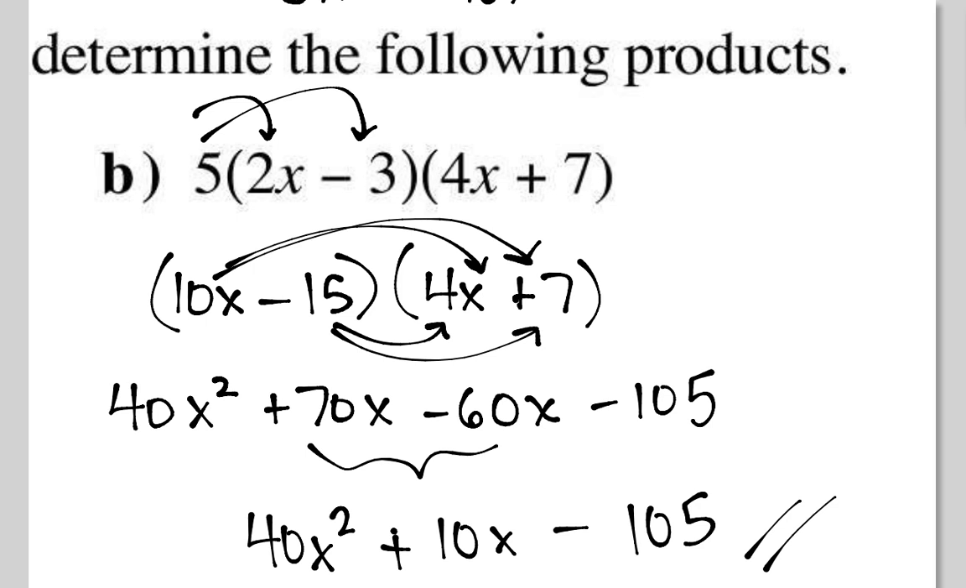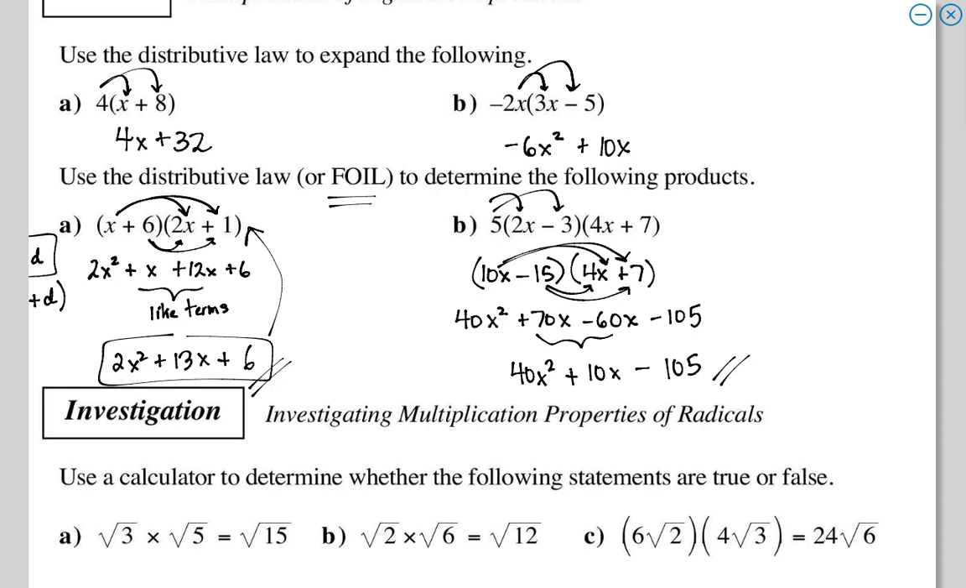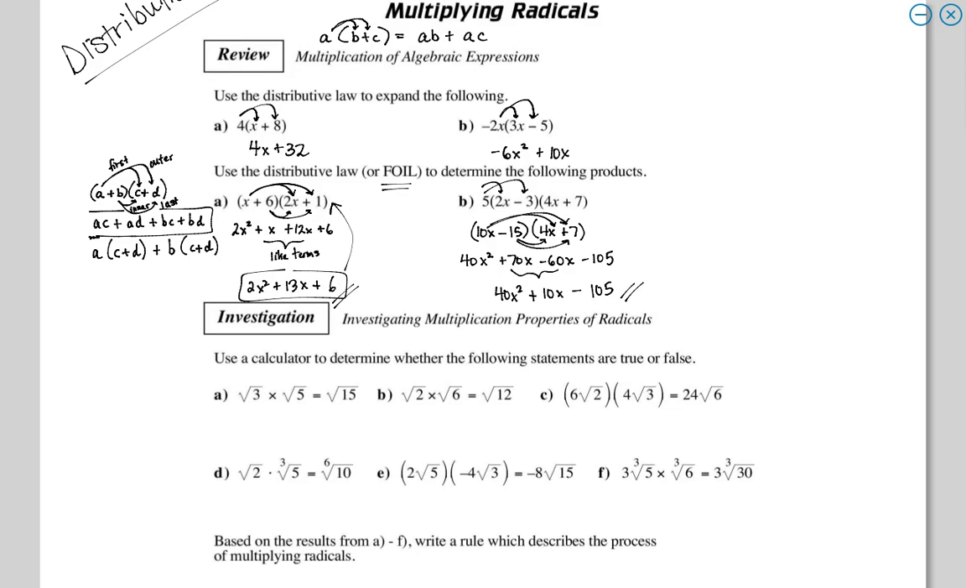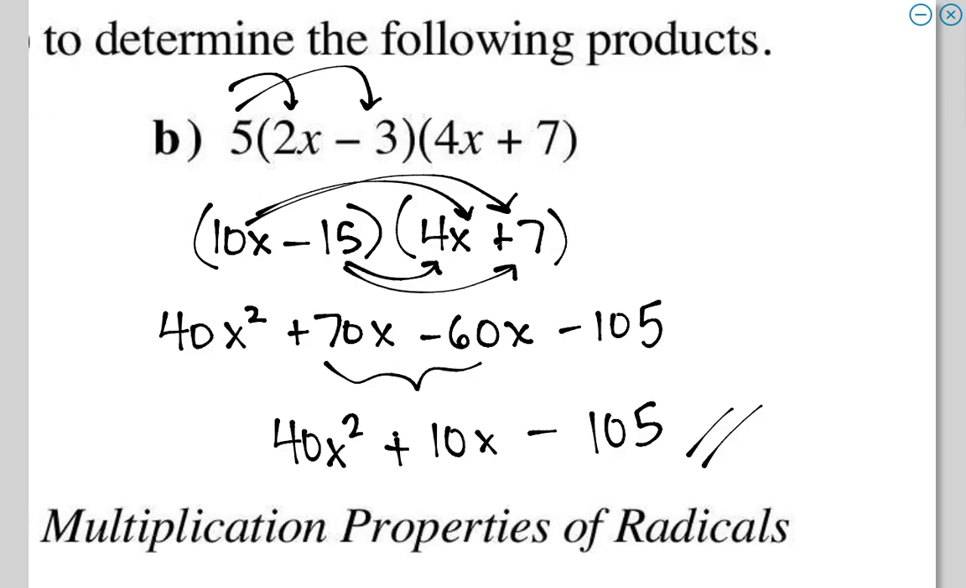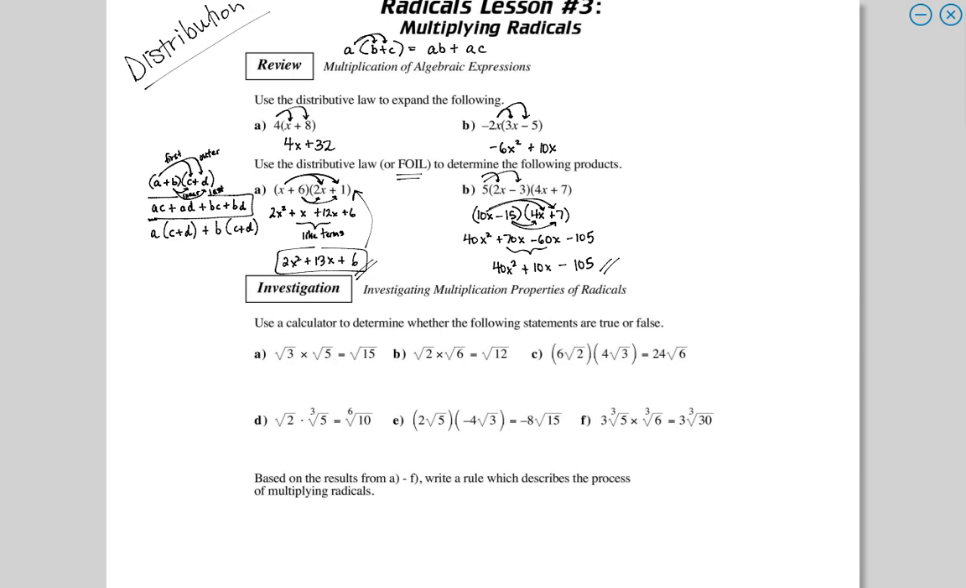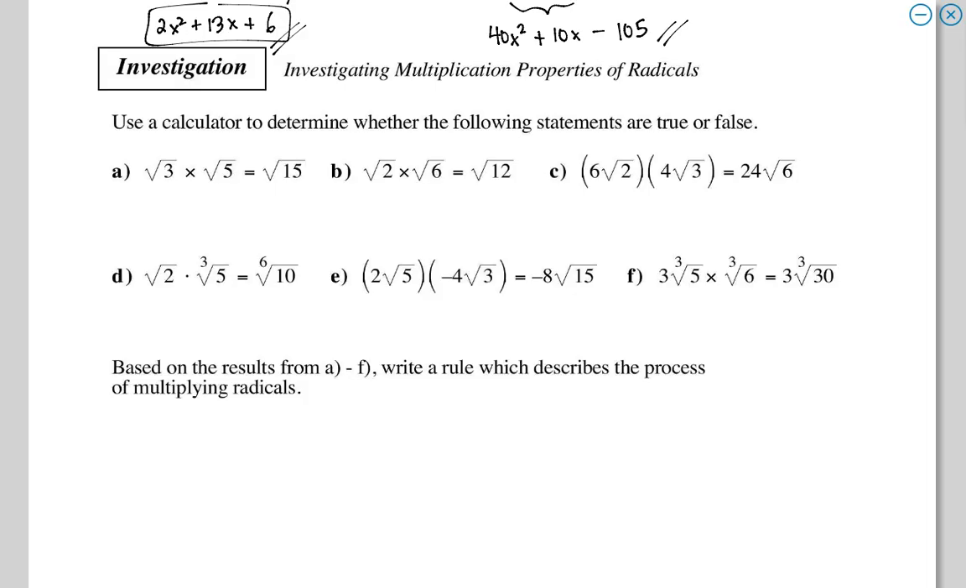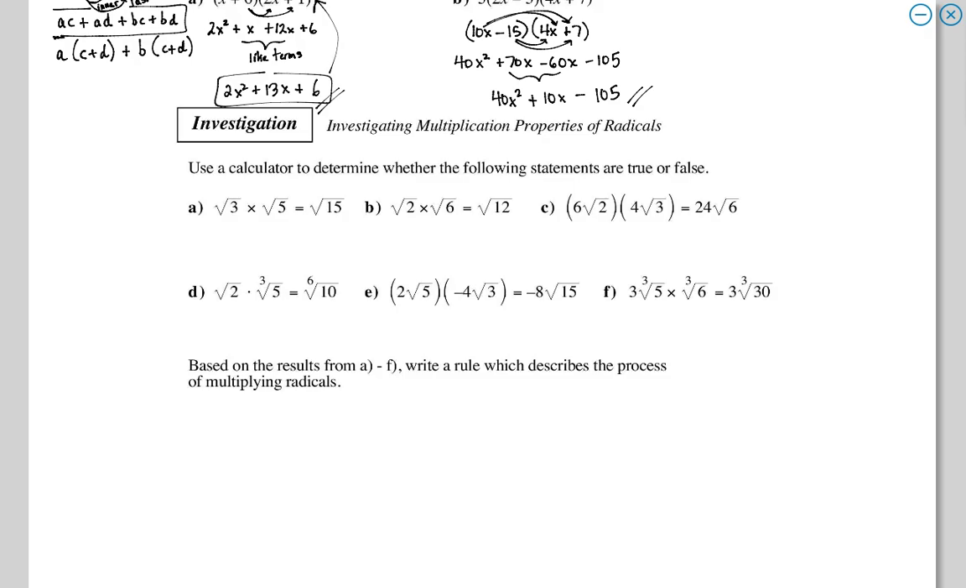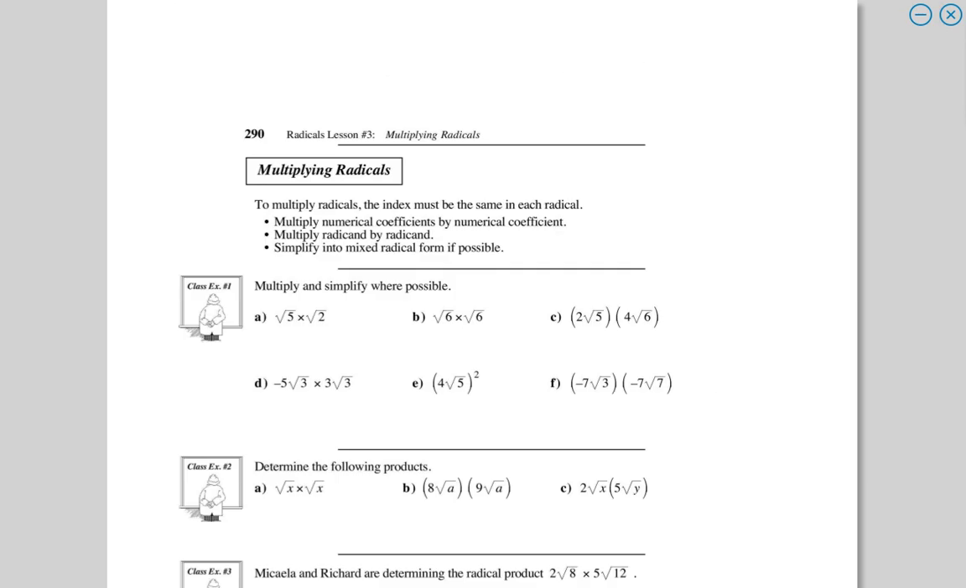All right, so basically we do the exact same thing, but we have to do it with radicals. Ozzy, you with us? All right. You still need that big guy? All right, I'll leave it there for a minute. You guys ready? Okay. We're not doing the investigation. Let's move on. Okay, multiplying radicals.